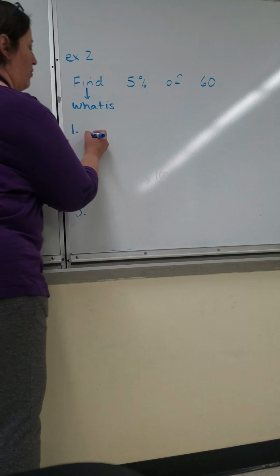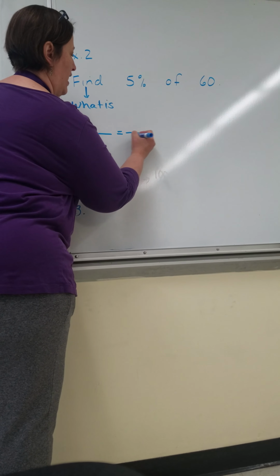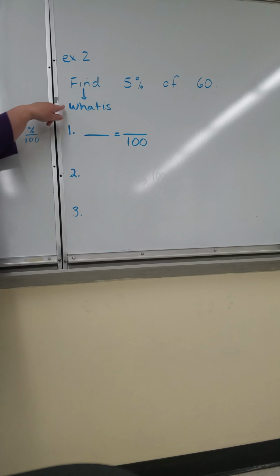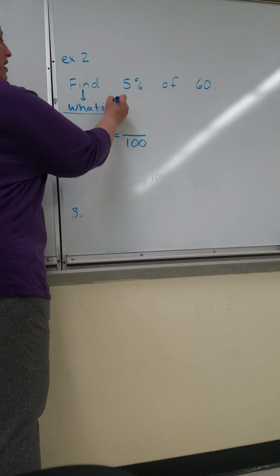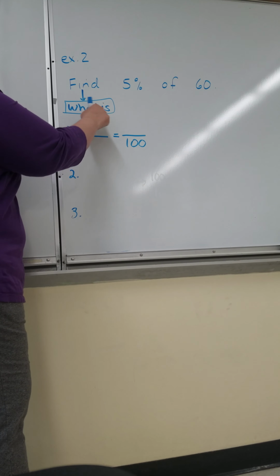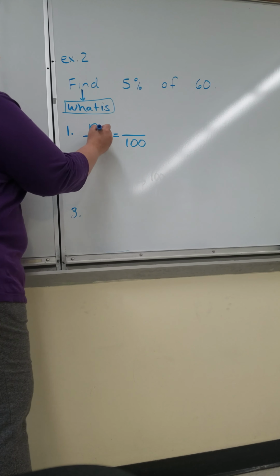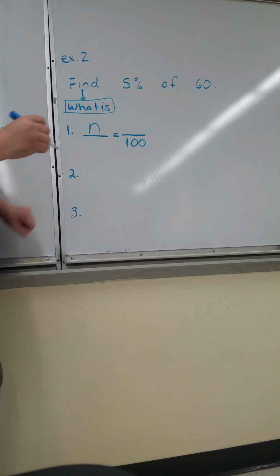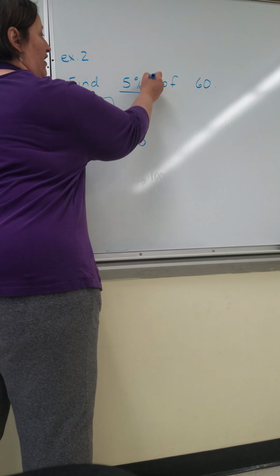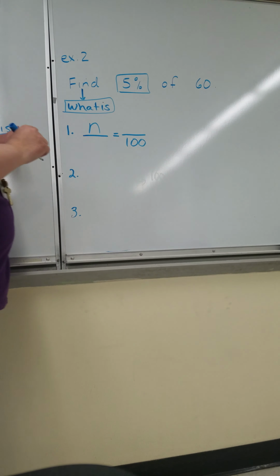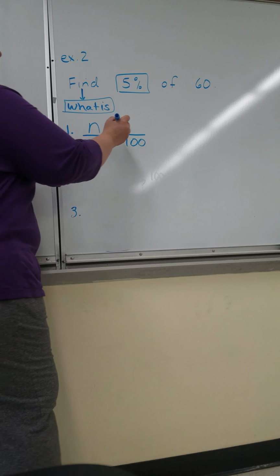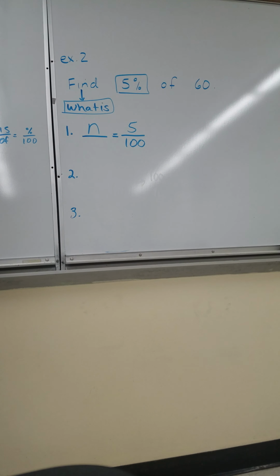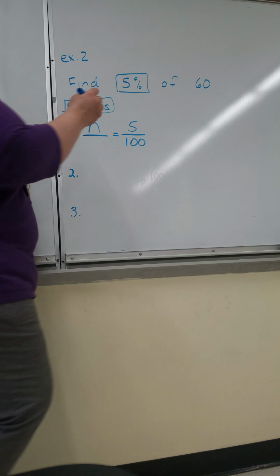All right, so we're going to draw our fractions. We're going to put the 100 in the denominator right away. The first thing we see when we read is what is. That means we don't know the is. Remember we said we're going to put a variable in. Then we continue reading. We see 5%. Well, where does the percent go? In the numerator of the second fraction. We'll put a 5 there. And the last thing we see is of 60.